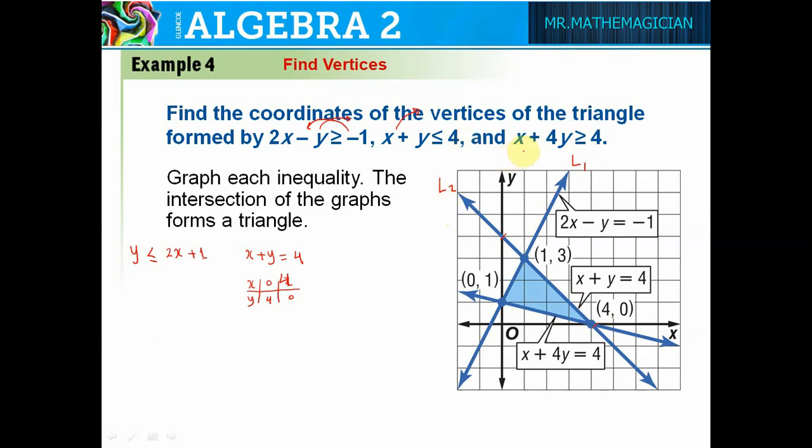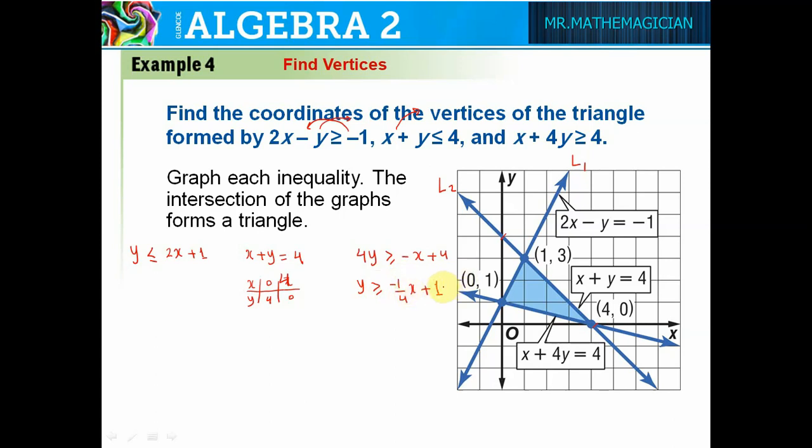For the third line, x plus 4y greater than or equal to 4. Let's try to get y alone. So it's like 4y greater than or equal to negative x plus 4. Divide by 4 for all. So y is greater than or equal to negative 1 over 4 x plus 1.